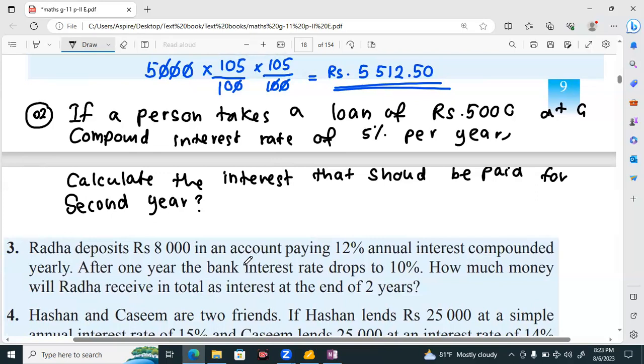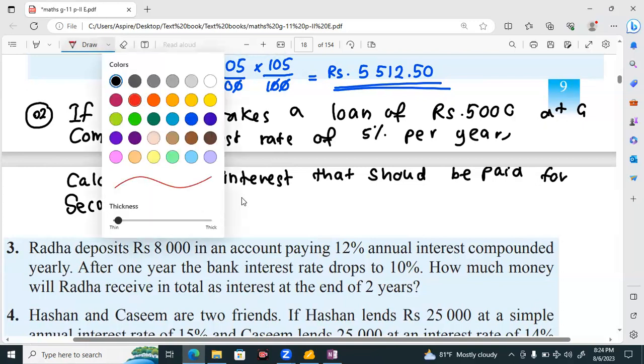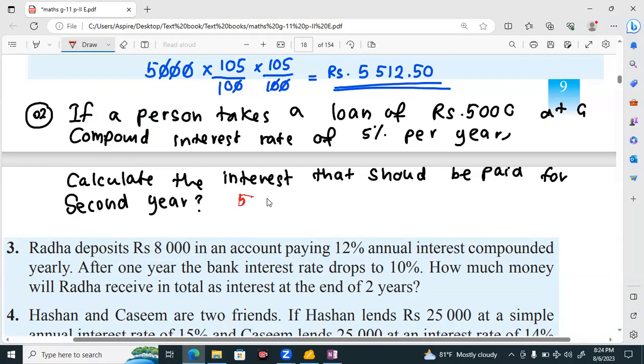5,000 into 5/100 into 5/100. Sorry, can you repeat again? 5,000 into 5/100 into 5/100. Is this one? Like this?